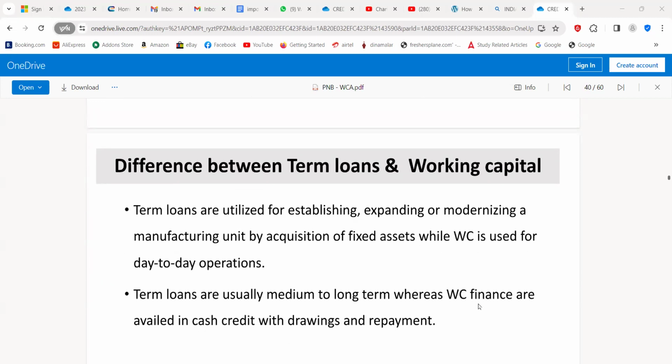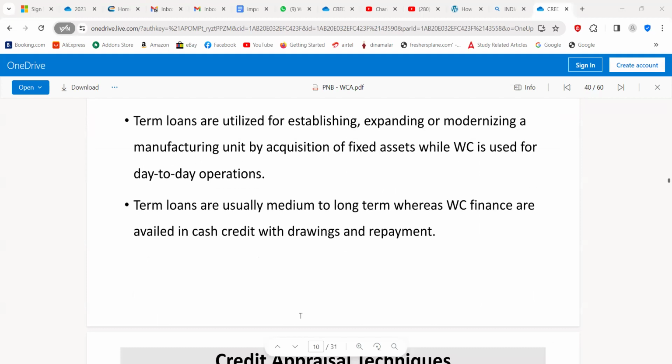Continue. So, difference between term loan and working capital. Term loans are utilized for establishing, expanding, or modernizing a manufacturing unit by acquisition of fixed assets, while working capital is used for day-to-day operations. Term loans are usually medium to long term, whereas working capital finance is available in cash credit, with withdrawing and repayment.